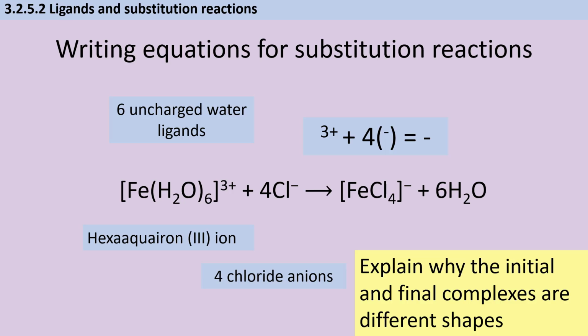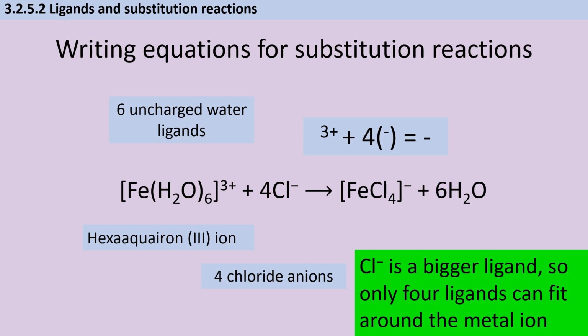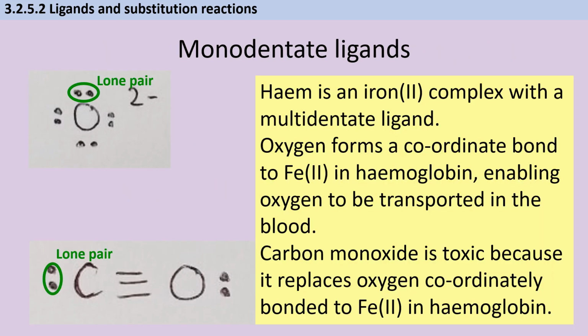You may need to write equations for the substitution reactions and explain how the different size of the ions leads to a change in shape. So here, chloride is a bigger ligand, so only 4 ligands can fit around the metal ion. You should specifically know about heme, which is an iron 2 complex with a multidentate ligand. Oxygen forms a coordinate bond to the iron 2 in hemoglobin, and this enables oxygen to be transported in the blood. Carbon monoxide is toxic because it replaces oxygen coordinately bonded to the iron 2 in hemoglobin.